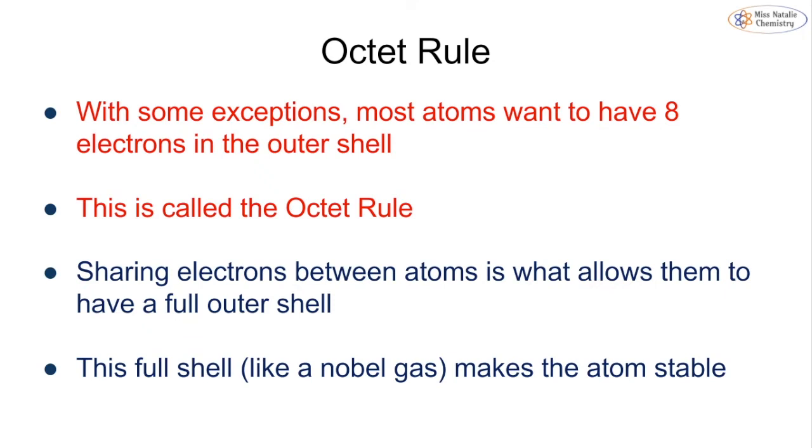Now, the reason that they do this is because, with a couple of exceptions that we don't need to really know anything about, the majority of atoms want to have 8 electrons in their outer shell. And this is known as the octet rule. And the reason that they want 8 in their outer shell is because that means that they will have a full outer shell, very much like the noble gases. And that's why the noble gases are unreactive, because they have this full outer shell. They cannot form a bond with anything else.